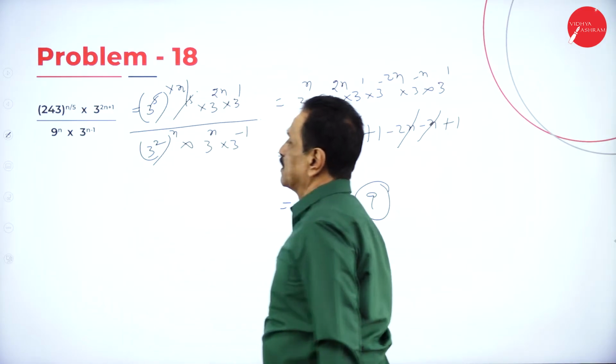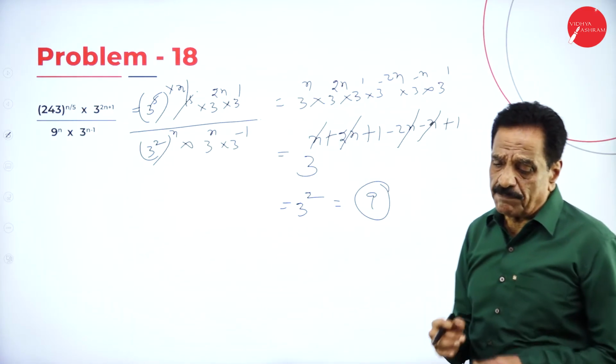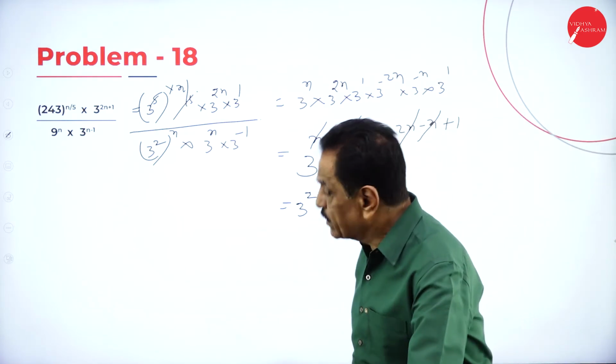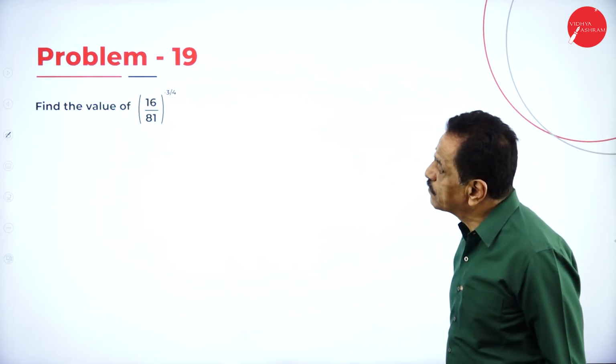Simplify. Slowly we have simplified. So 3 square is equal to 9. Next, move on to the next problem.